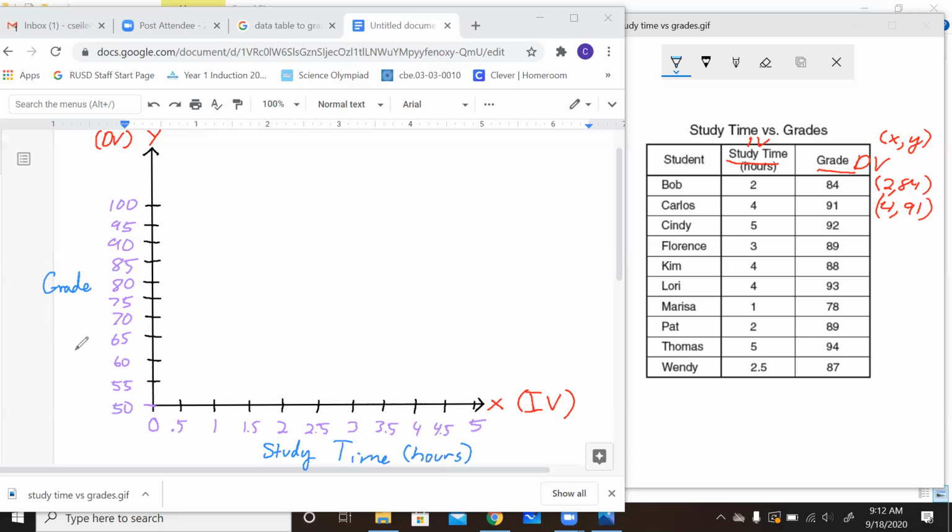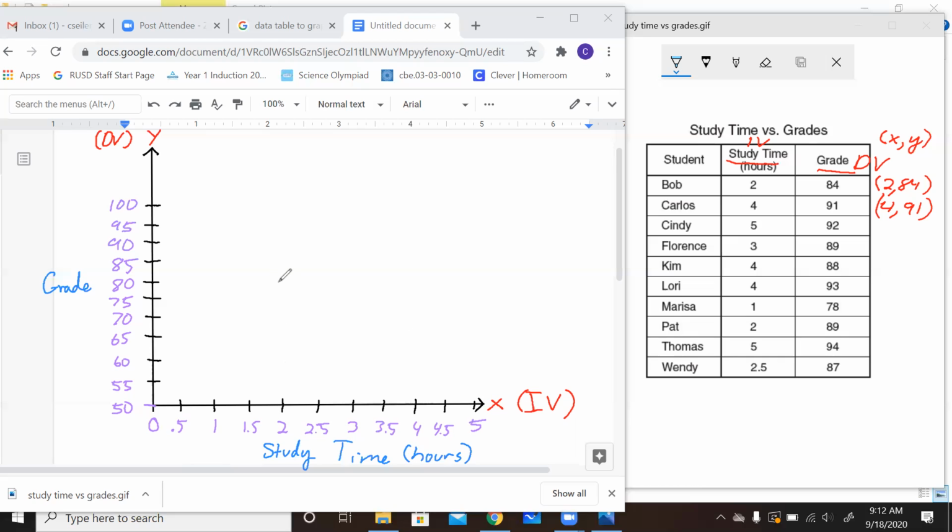And if you wanted to be a little bit more specific, you could say percent or score or whatever it is, but given this table, we don't know if it's a percent or a score, or even if it's out of 100. So I'm just going to leave it at grade. Okay? Now, we're going to start graphing our coordinates, and we're going to go just in order, right down the list.